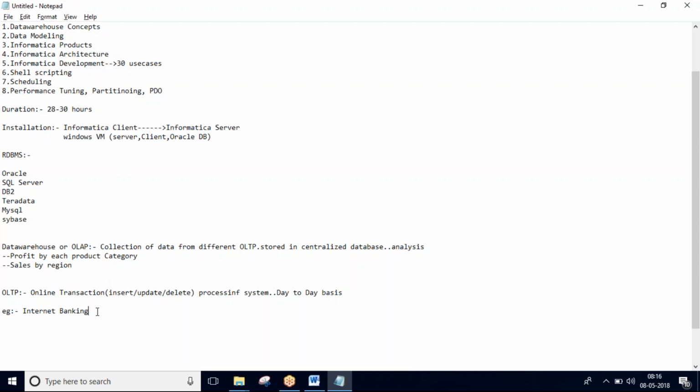In the internet banking system, if ICICI Bank has about 1 million customers, maybe half of them or a few of them can transfer funds at any time. So that is your transactional system. Or you can talk about an ATM withdrawal, where we withdraw money or deposit money. So that is said to be a transaction.